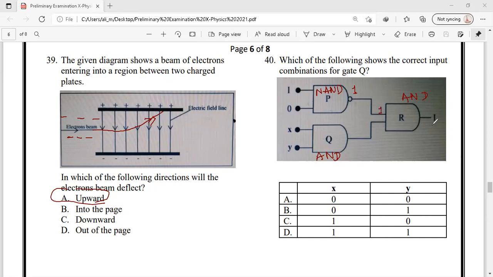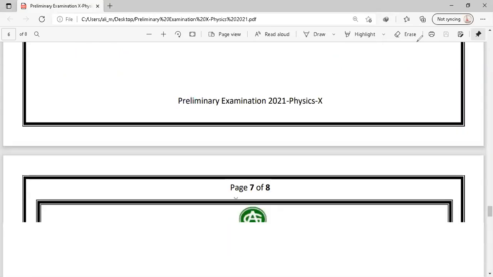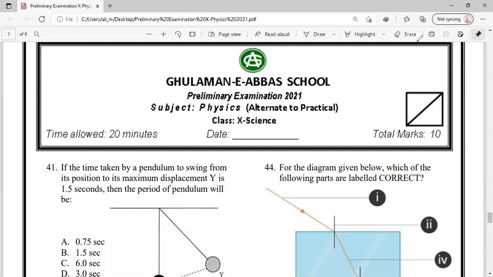The AND gate gives 1 when all the inputs are 1. This means that this is also 1 and the output of this is also 1. So this is our AND gate and its output is 1. It means that the values of X and Y should be equal to 1 to give output as 1. So option D is the correct answer. This was the last question of our theory paper. Let's come to the next question that belongs to our ATP exam.